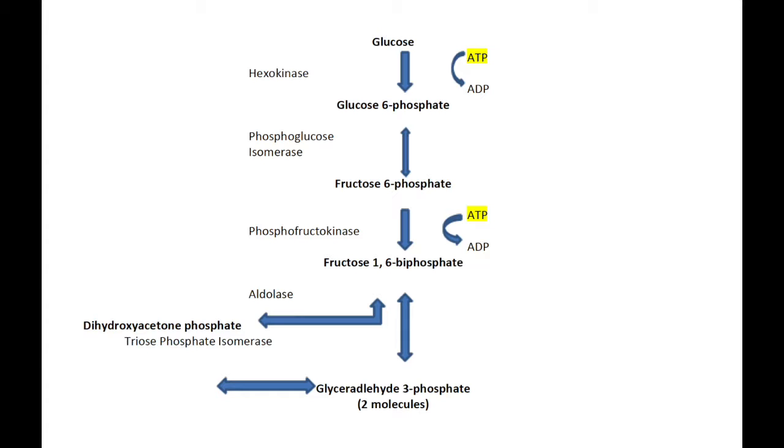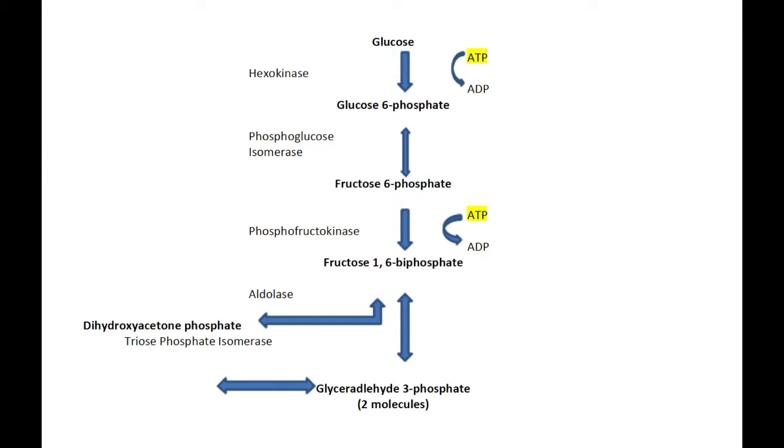In the third step of glycolysis, fructose 6-phosphate is converted to fructose 1,6-biphosphate. Similar to the reaction that occurs in step 1 of glycolysis, a second molecule of ATP provides the phosphate group that is added onto the F6P molecule. The enzyme that catalyzes this reaction is phosphofructokinase.